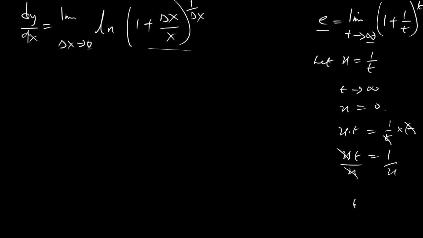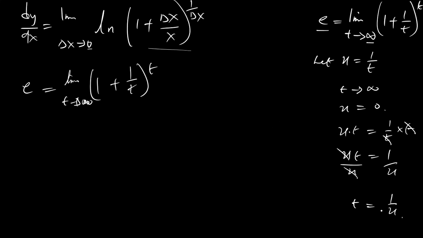This will cancel out. You have t equal to 1 all over u. Now, if we do a change of variable here, let me write it after I clean. We have e equal to the limit of 1 plus 1 all over t when t tends to infinity.